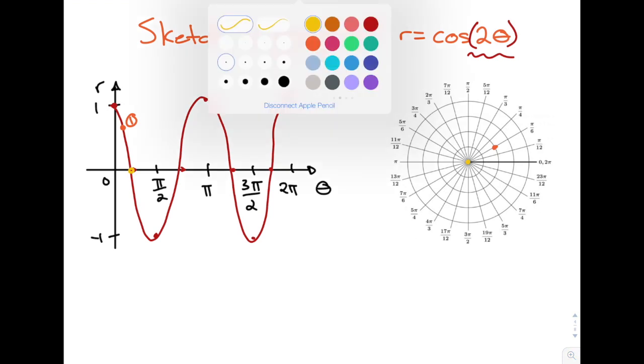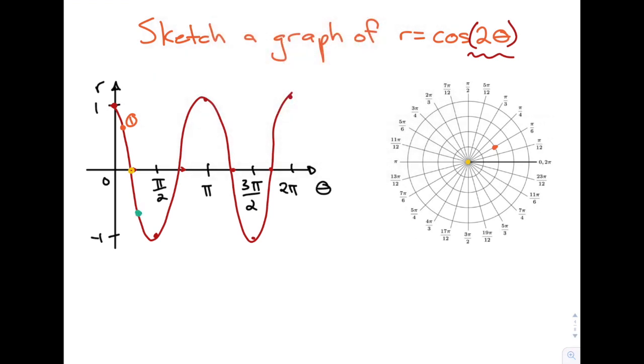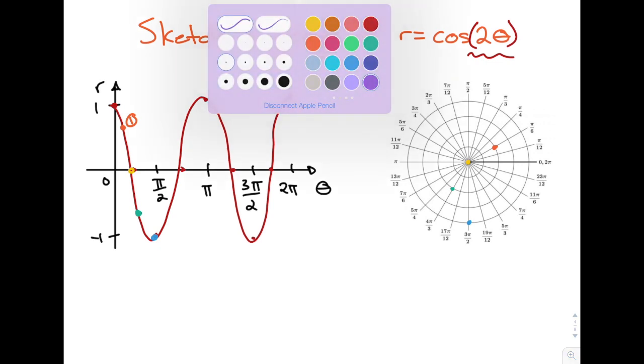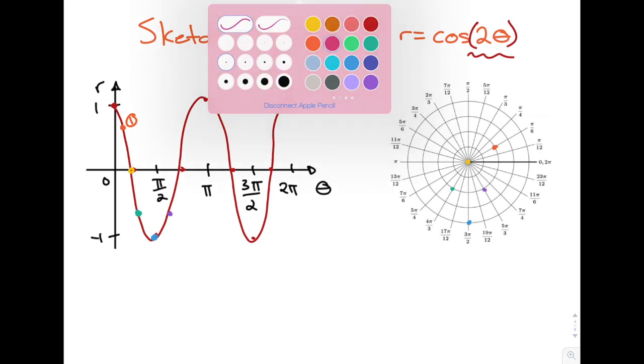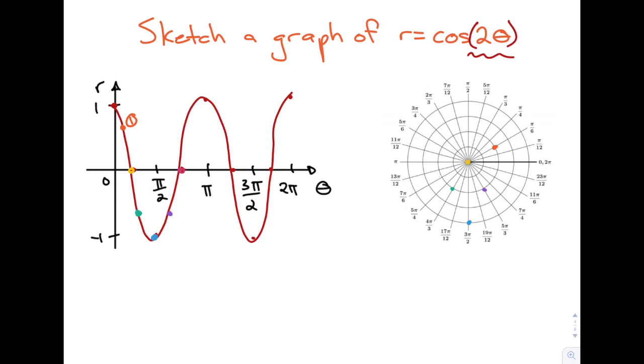We keep on going, we'll switch to green. Same kind of idea here. If we hit pi over 3, that should give us -1/2. So we trace over pi over 3, and then go down -1/2. Pi over 2, we get down to -1, right there. Then we keep going along. Maybe we'll grab purple. Hit a similar point at 2 pi over 3. So now we're at -1/2. Now we'll start back at red. 3 pi over 4, we go back to 0.